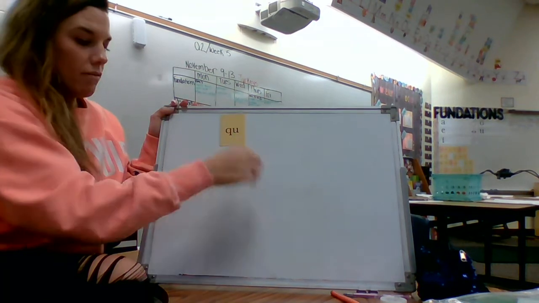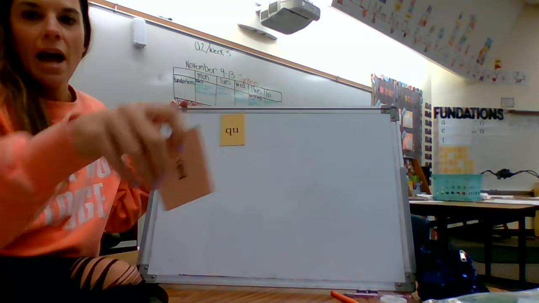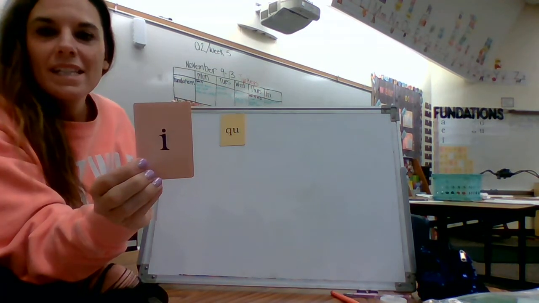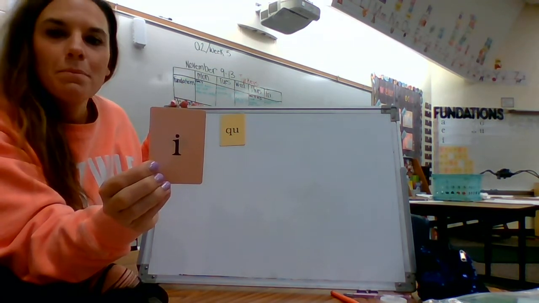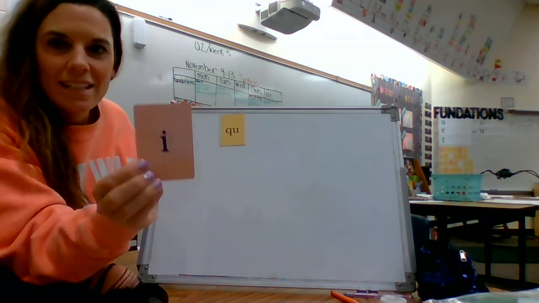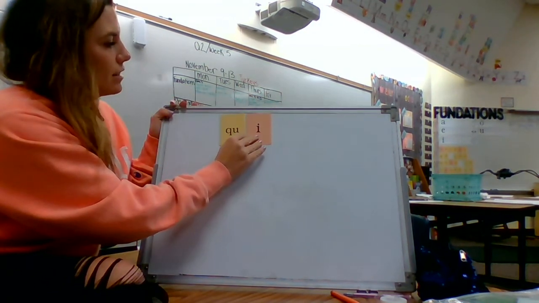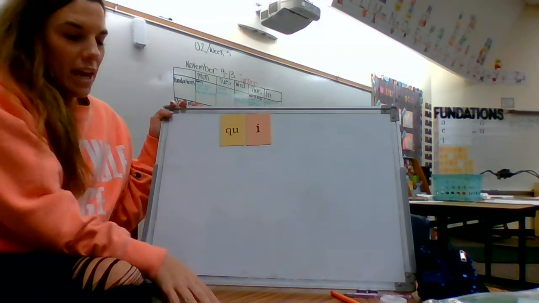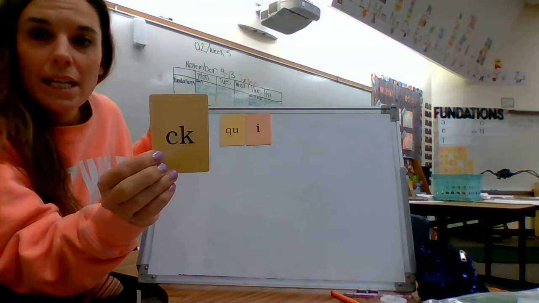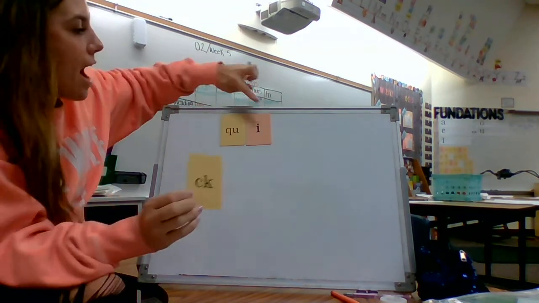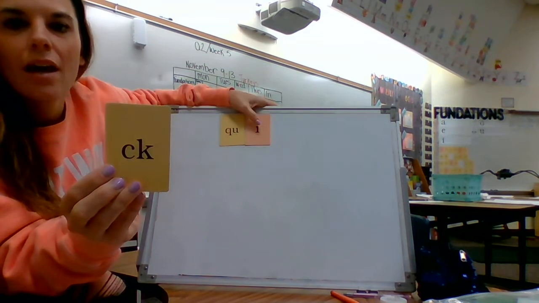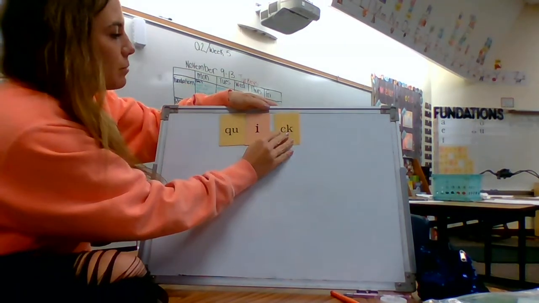We have the letter I. Remember, I is a short vowel. What sound does I make? I. Good job. I says I. And we have a digraph. We have that CK. Remember, CK comes at the end of the word after a short vowel. What sound does CK make? K. Good. So I'm going to put that up there.